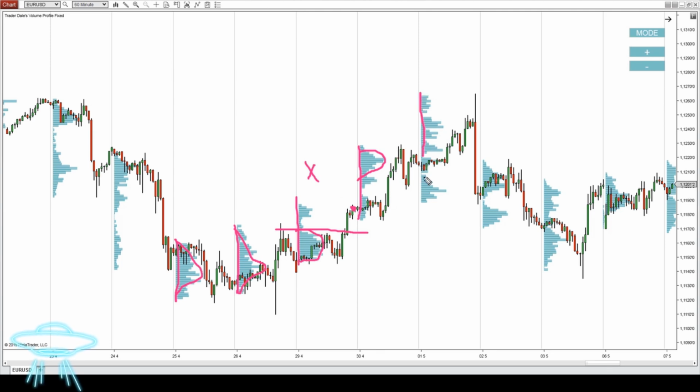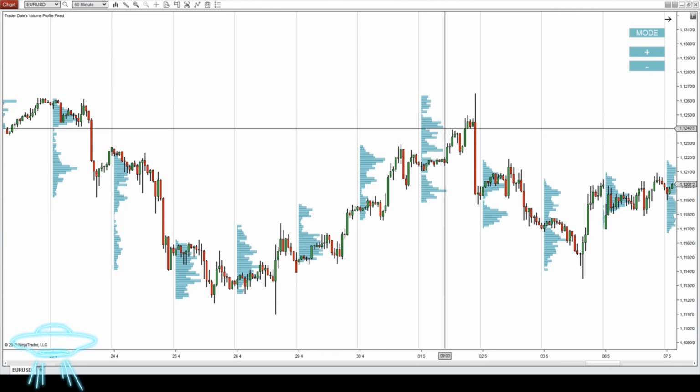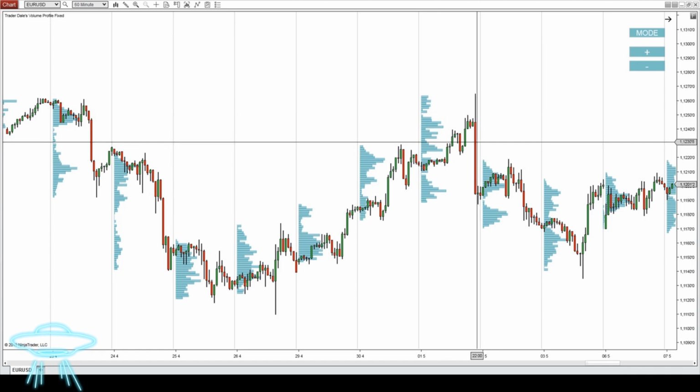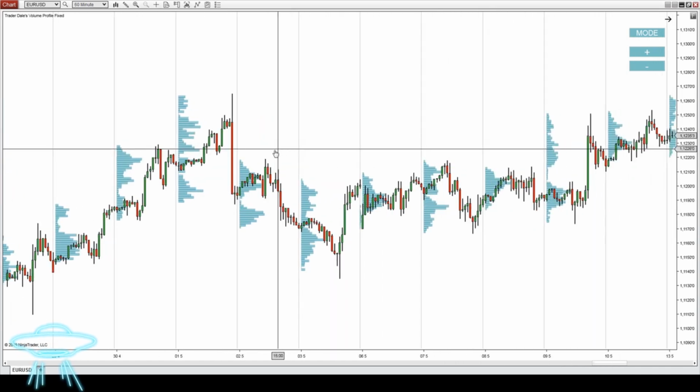And afterwards, there is this weird thin profile, which got printed when the price got upwards and then downwards. This is not really a profile which would tell you that there is a trend development, because there is not a trend development. The price just got upwards and downwards.